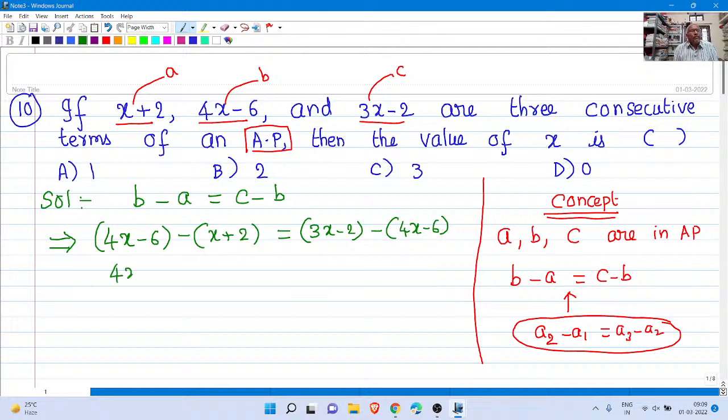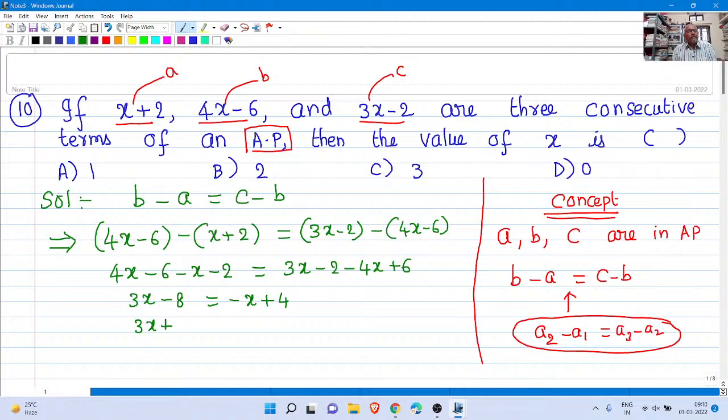4x minus 6 and minus x, minus into plus 2 minus 2 equals 3x minus 2 minus into 4x minus 4x minus into minus plus 6. So 4x minus x is 3x, minus 6 minus 2 is minus 8, equals 3x minus 4x is minus x, 6 minus 2 is plus 4. Bring minus x this side.